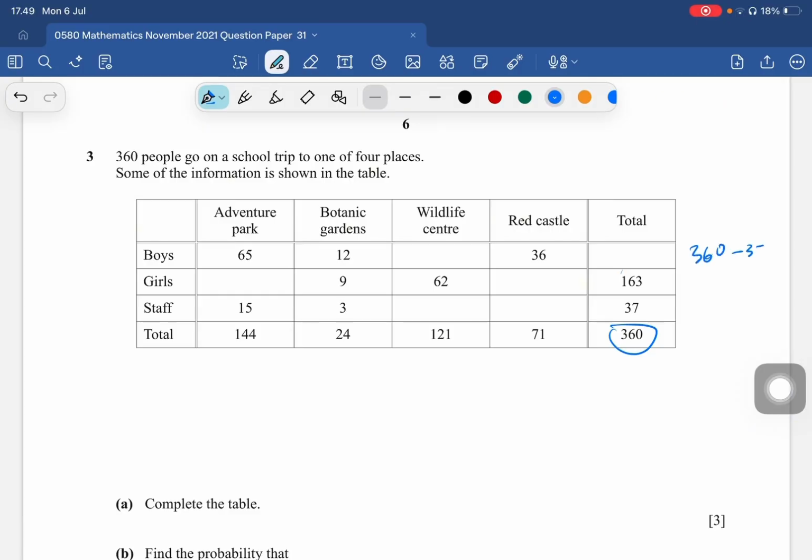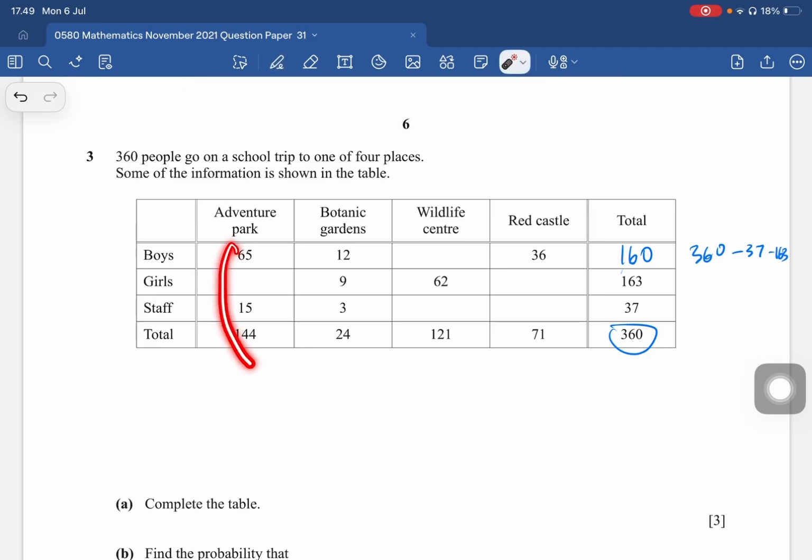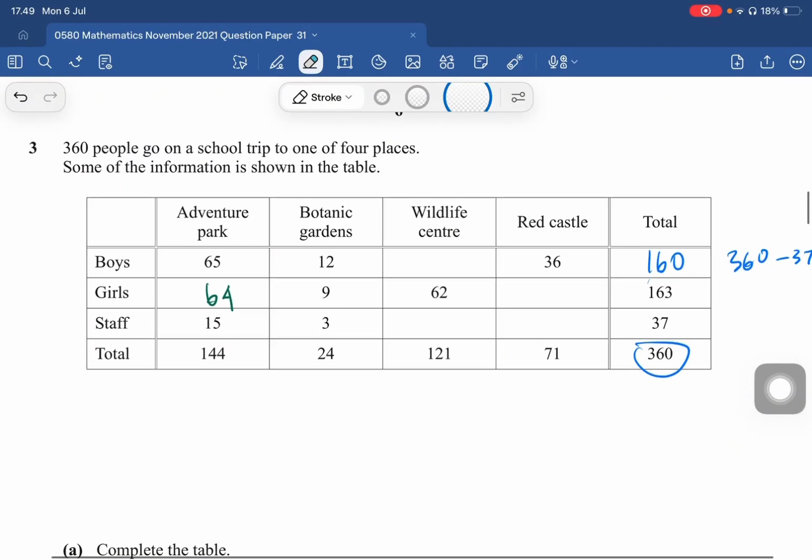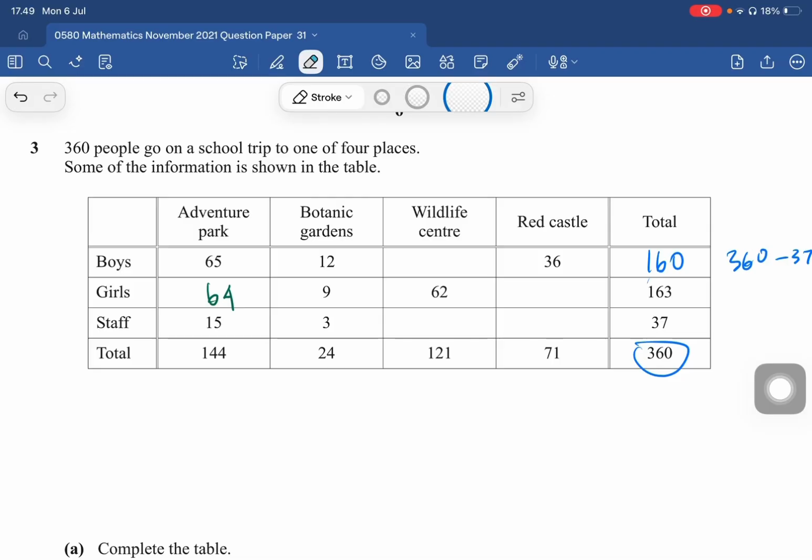We minus 37, minus 163. So we got 160. Okay, the total for the adventure park is 144. So 144 we minus 15, minus 65. So we got 64. Okay, what else can we get from this information?